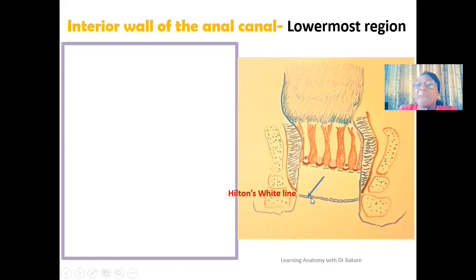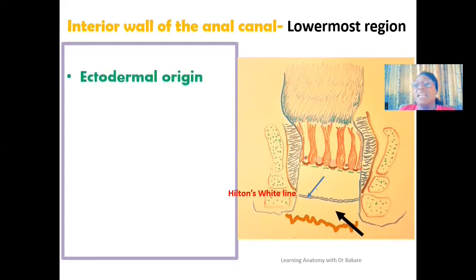The Hilton's white line marks the inferior limit of the middle or the transition zone, as we described in our previous slide. So inferior to the Hilton's white line is where we have the lowermost region, and this is further guided by the anal orifice or the anus. And this is what is arrowed in black, is where we have the lowermost region of the anal canal. And this is part or a sub-region of the inferior one-third or the lower one-third of the anal canal. And this region is also of ectodermal origin, just as we have in the middle of the transition zone.